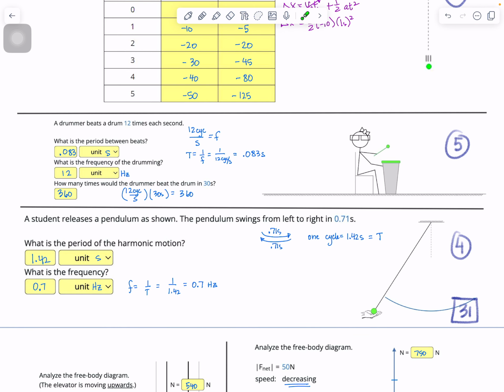Okay, a student releases a pendulum as shown. The pendulum swings from left to right in 0.71 seconds. So left to right, they show in the picture, there's only one. I need to come back. That's another 0.71 seconds. And so one cycle is 1.42 seconds. So 1.42 seconds, that is the period. Okay. And then the frequency is the inverse of the period, 1 over T, so I got 1 over 1.42, and that's 0.7 hertz. So again, cycle, all right.